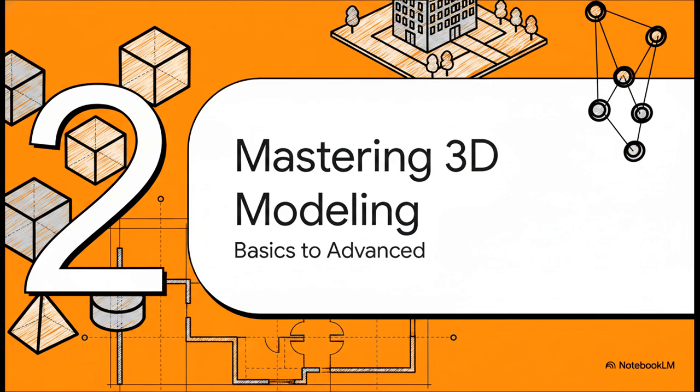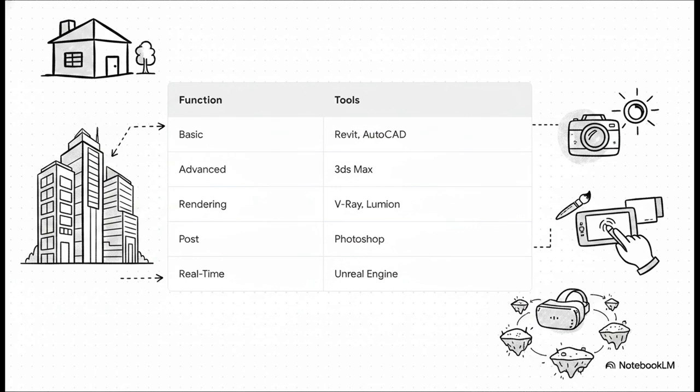Moving right along to Section 2, mastering 3D modeling. An absolutely crucial point early in this pipeline is knowing your tool set. If you're doing basic modeling, space planning, or BIM coordination, you are working in AutoCAD, SketchUp, or Revit. But the very second you need advanced, highly detailed modeling, you jump right into 3ds Max. From there, your rendering engines are V-Ray, Corona, or Lumion, followed by Photoshop for post-production, and Unreal Engine for your real-time and metaverse concepts. Honestly, grasping this ecosystem is foundational. You have to know which tool to reach for.